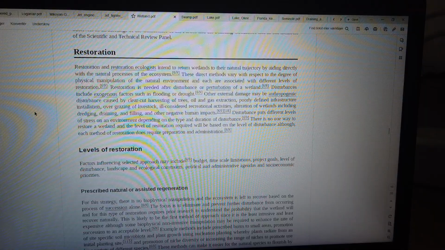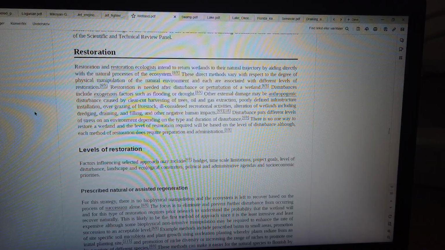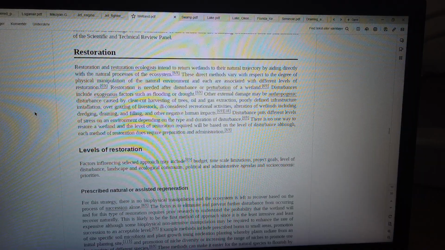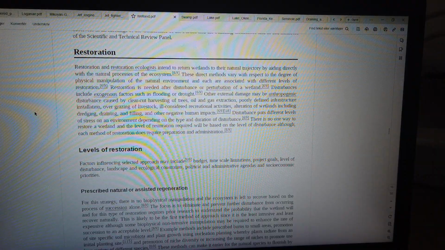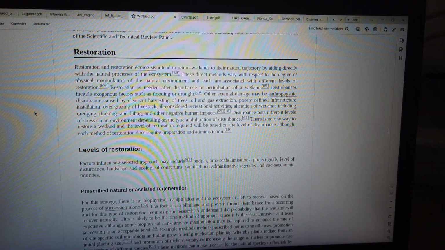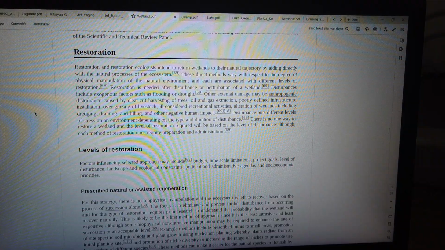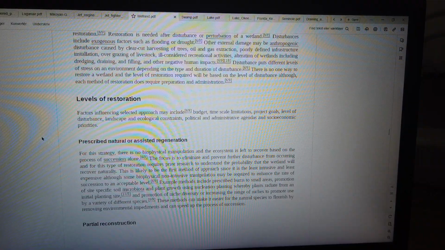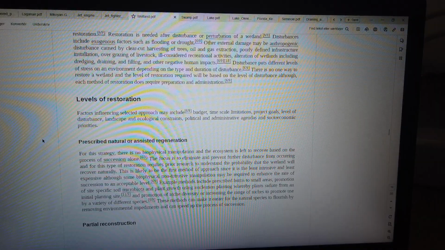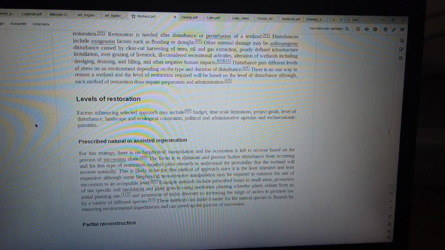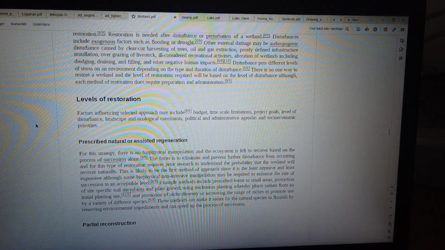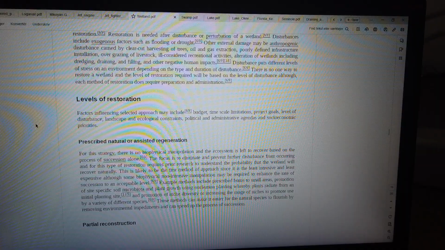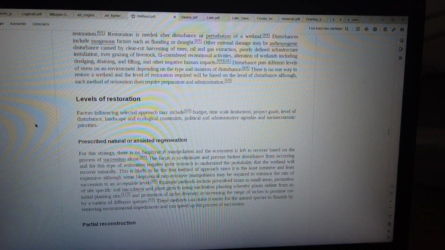There is no one way to restore a wetland, and the level of restoration required will be based on the level of disturbance, although each method of restoration does require preparation and administration. Levels of restoration. Factors influencing selected approach may include budget, time-scale limitations, project goals, level of disturbance, landscape and ecological constraints, political and administrative agendas, and socio-economic priorities.